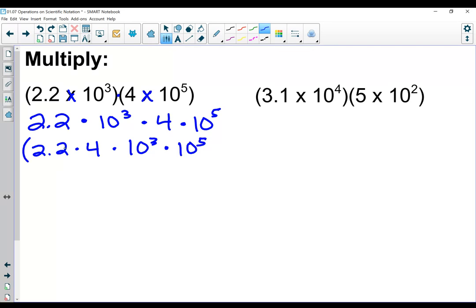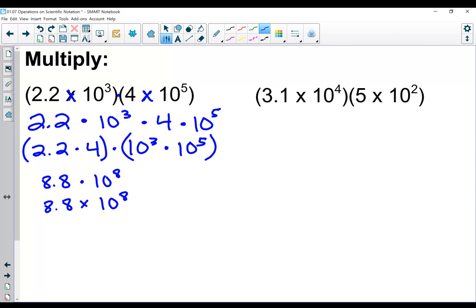And I'm going to group them so that I'm multiplying this part and I'm multiplying this part. So let's see how this works. 2.2 times 4, well, 2 times 4 is 8, so this will be an 8.8 times. Over here, I have 3 factors of 10, and I have 5 factors of 10. So if I have 3 factors of 10 and I'm multiplying by 5 more of them all together, I will have 10 to the 8th power. So we've just found a really easy way to kind of shorthand this.